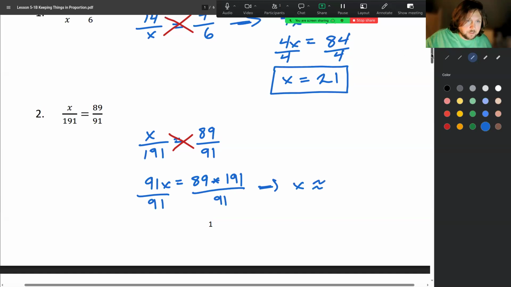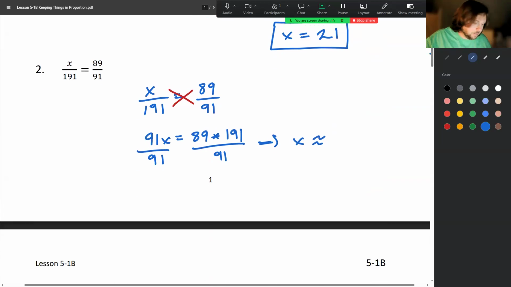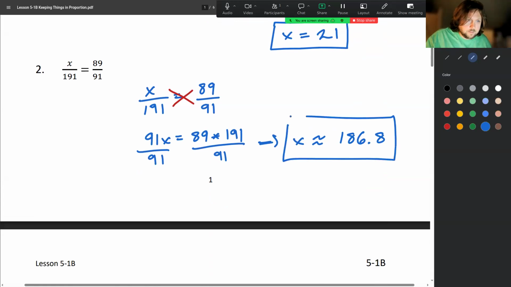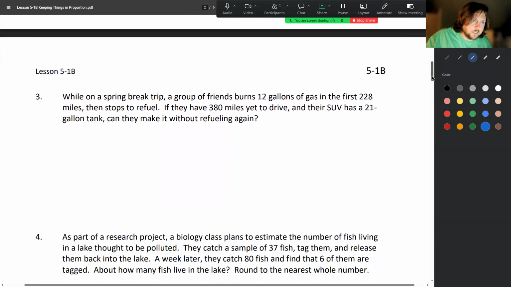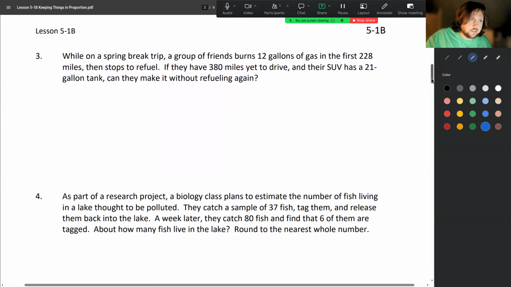Did we give any specific rounding rules? Nearest tenth. Okay. So 186.8. So cross multiply and divide. Cross multiply and divide. That's how we solve a proportion in Math 123. Cross multiply and divide.